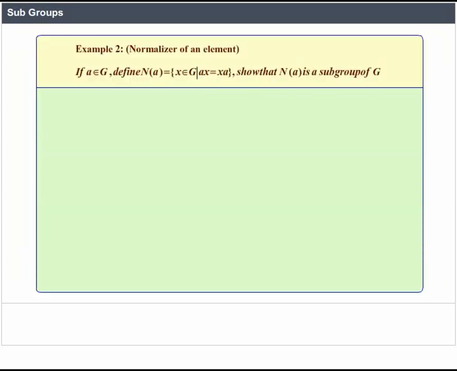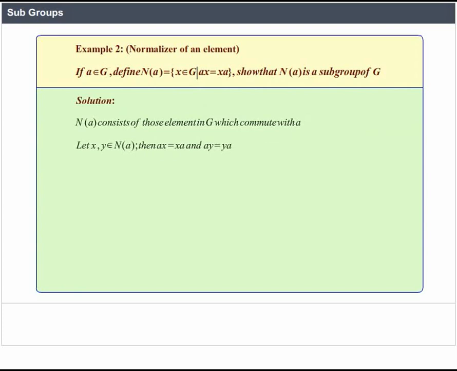Subgroups. Example 2. Normalizer of an element. If a belongs to G, define N(a) equals {x belongs to G such that ax equals xa}. Show that N(a) is a subgroup of G. Solution. N(a) consists of those elements in G which commute with a. Let x, y belong to N(a), then ax equals xa and ay equals ya. Therefore, (xy)a equals x(ya) equals x(ay) equals (xa)y equals (ax)y equals a(xy). Hence, xy belongs to N(a).